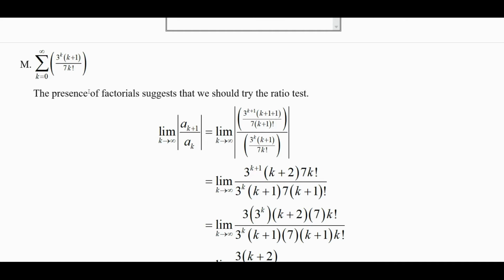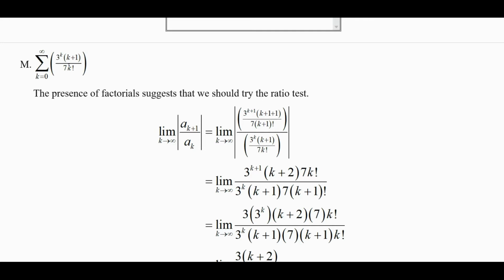Okay, so we're summing from k equals 0 to infinity of 3 to the k times k plus 1 over 7 times k factorial. Remember, 0 factorial is 1, so we're not dividing by 0. In fact, this is always a positive thing. The factorials and the exponential there, but especially the factorials, are a giveaway that the ratio test is a good thing to try. So let's do that.